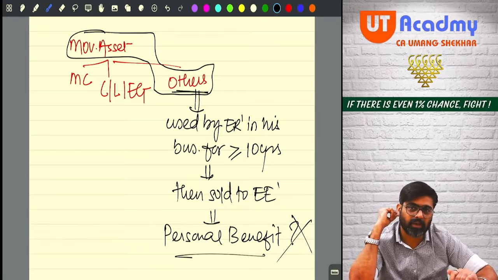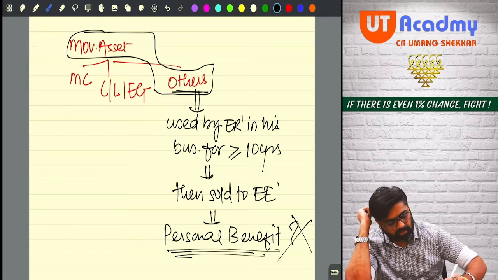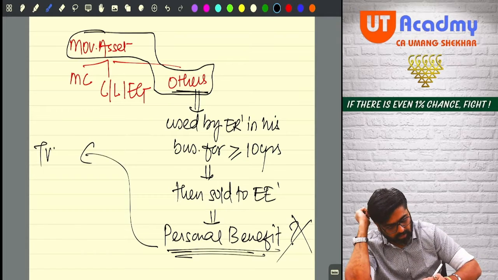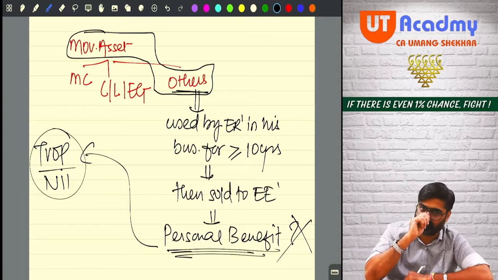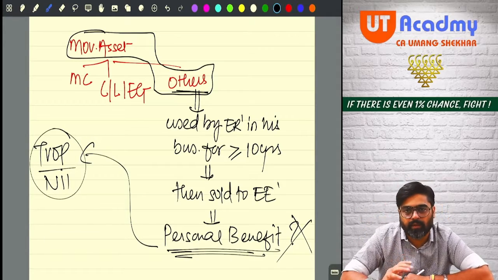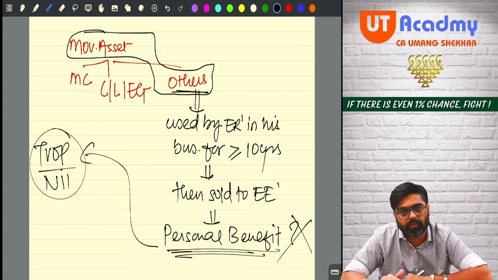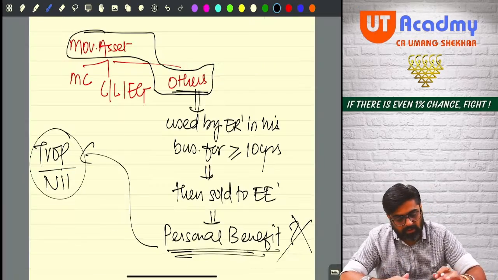So employer is not giving you any benefit, rather he is taking benefit from you. Getting my point? Understood? So there will be no personal benefit and the taxable value of perquisite here will be nil. Remember this. Taxable value of perquisite here will be nil. Done? Should I move ahead? Now I will tell you the last one.